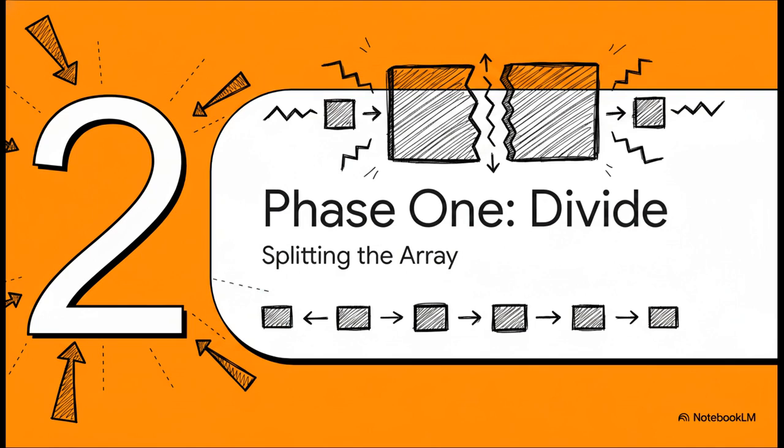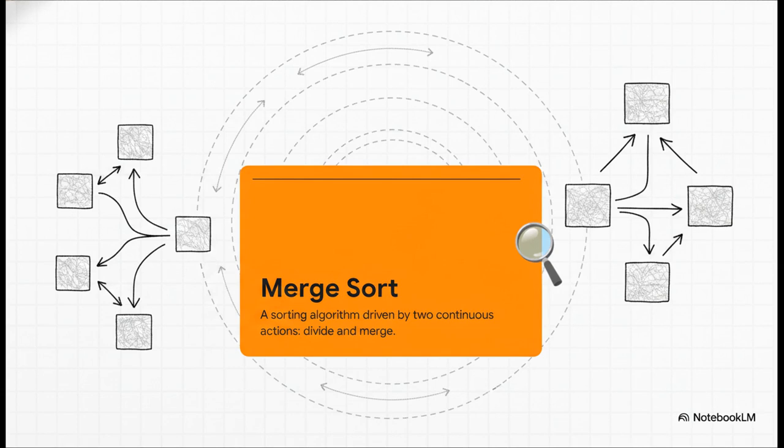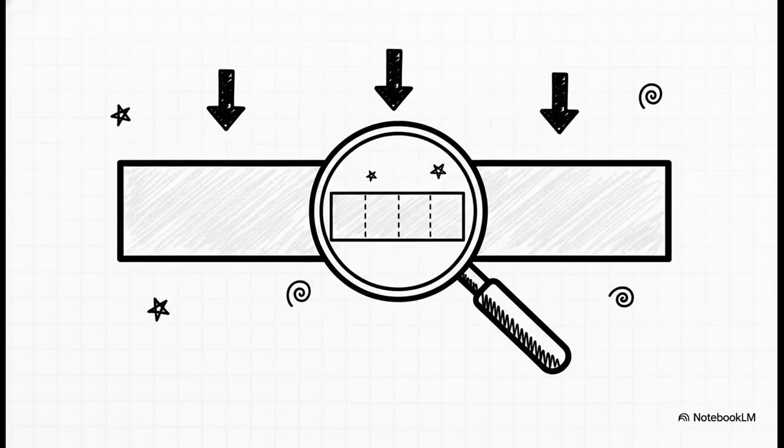Okay, moving on to part 2. Phase 1, divide. Listen, every time you feel like you're getting lost in the weeds of this algorithm, I want you to anchor right back to this core mantra. It's fundamentally driven by just 2 continuous, repeated actions. We divide, and then we merge. That's the whole shebang. And right here is the biggest aha moment of the entire concept.